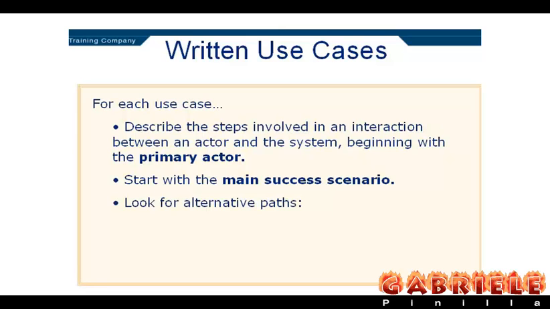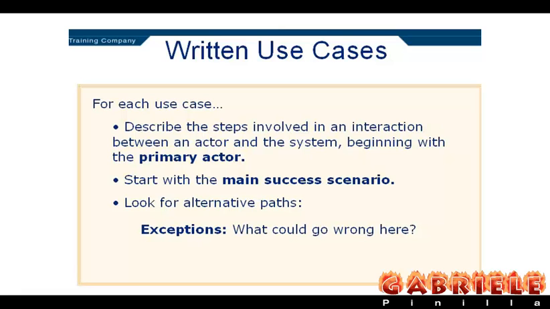And there are two kinds of alternative paths to take into account. One is exceptions. At each step along the main success scenario, you stop and ask, what could go wrong here? For example, what would happen if the customer put in more money to withdraw than he actually had in his bank account? How would the system handle that?